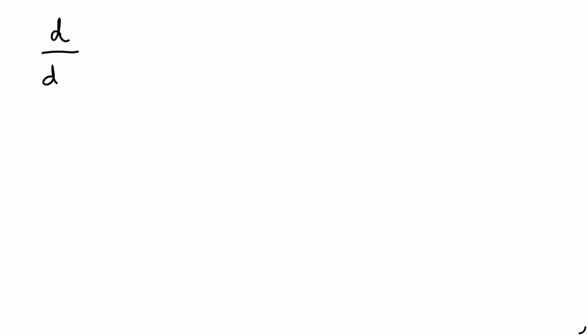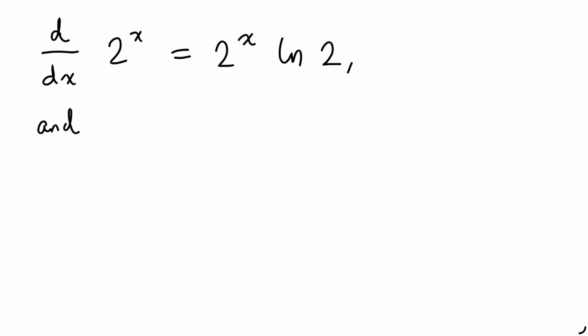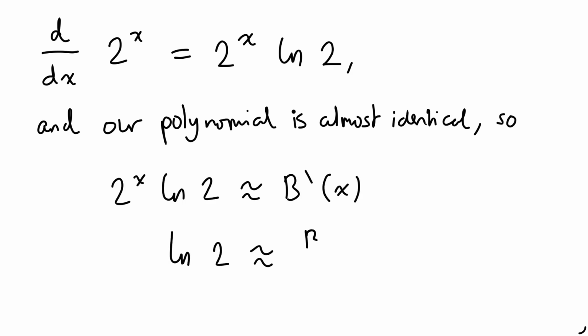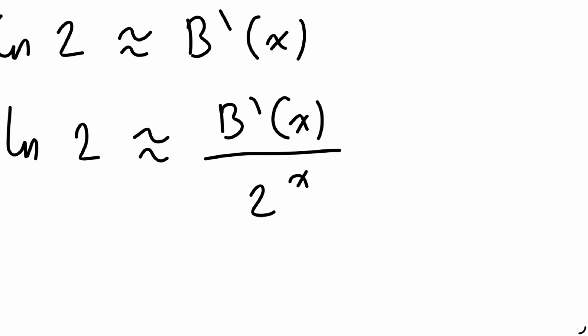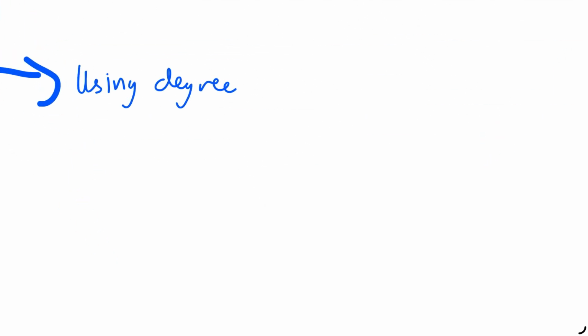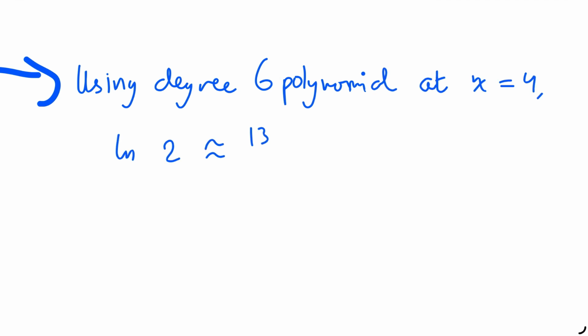of 2. How? Well, the derivative of 2 to the x is 2 to the x times ln 2, and for our approximation b of x, we can also work out its derivative, and over the interval where our trick works, these two should be the same, roughly. So we get that the natural log of 2 is approximately b prime of x over 2 to the x. Using our degree 6 polynomial and evaluating at x equals 4, we get that the natural log of 2 is approximately 133 over 192, which is correct to 3 significant figures and gives us 0.693.